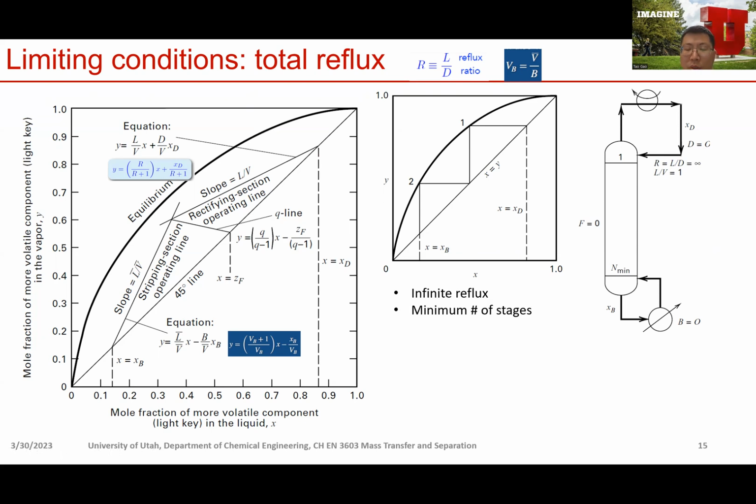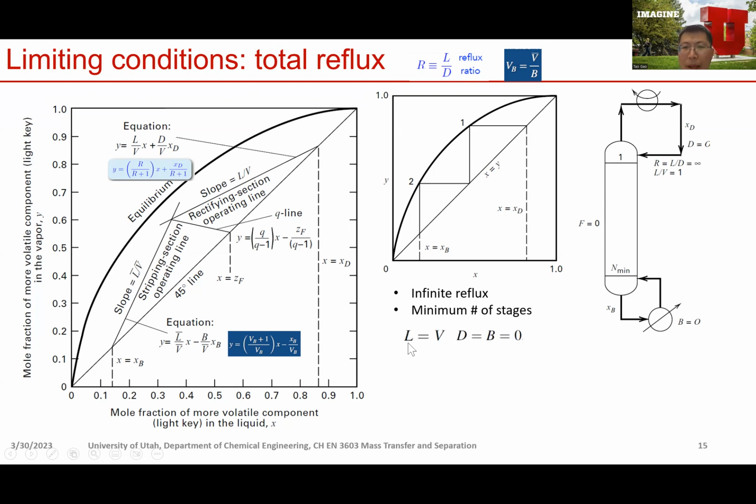So this corresponds to infinite reflux, and it requires a minimum number of stages. And the physical meaning here is that when you return all of your condensed liquid back to the tower, that means you have the maximum amount of liquid to absorb the heavy key from the feed. So that's why you only need a minimum number of stages.